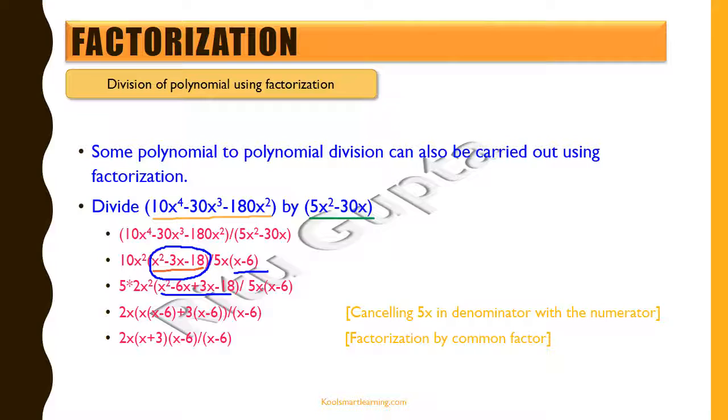Now we factorize this expression, which was x square minus 3x minus 18, to x plus 3 multiplied by x minus 6. And in the denominator we have x minus 6, which can be cancelled out with the numerator. So by cancelling x minus 6, we get the final result, which is 2x into x plus 3. So this is an easier, faster and smarter approach of doing the division in this case where division by factorization is possible.